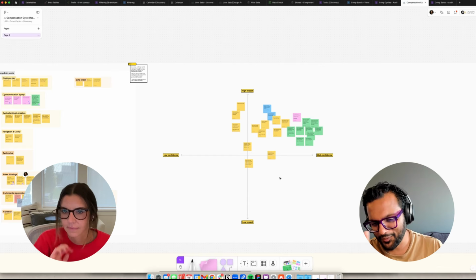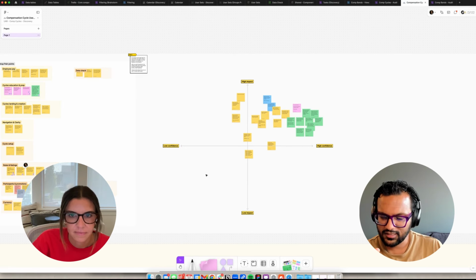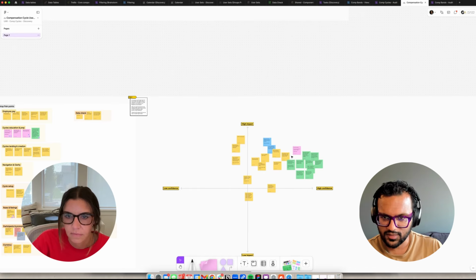Wow. I'm just blown away by this. There's actually a lot of stickies in there. Do you do another round of voting on these things to figure out which one actually gets prioritized?